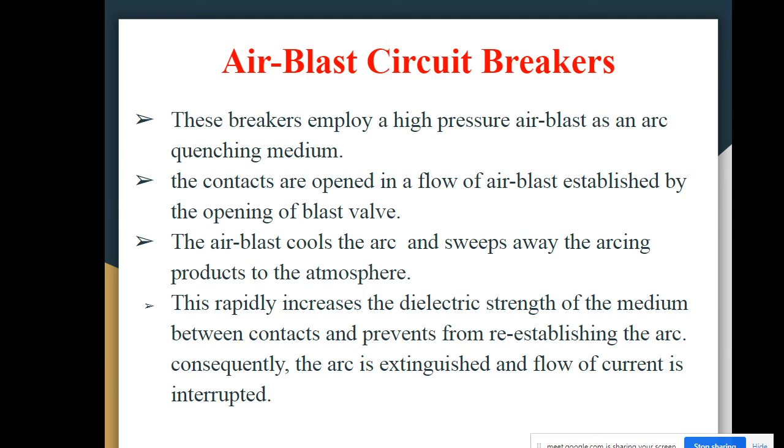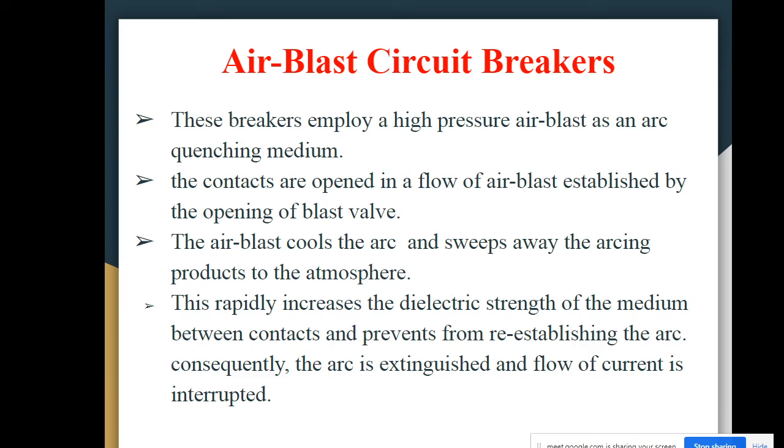To extinguish the arc, sir. By using different mediums. In that, first, oil is used as the medium. Oil as a dielectric medium in the oil circuit breaker.